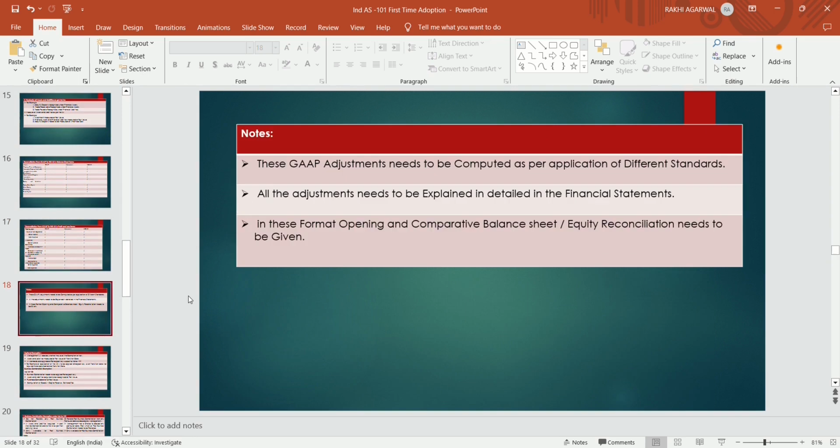Now notes. These GAAP adjustments need to be computed as per the application of different standards. All the adjustments need to be explained in detail in the financial statements. In these formats, opening and comparative balance sheets and equity reconciliation need to be given.